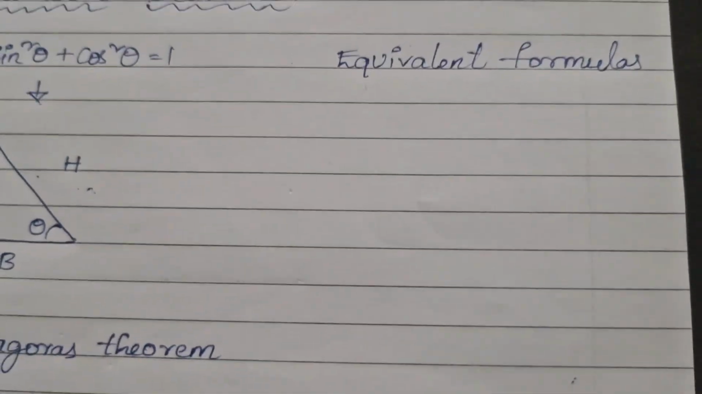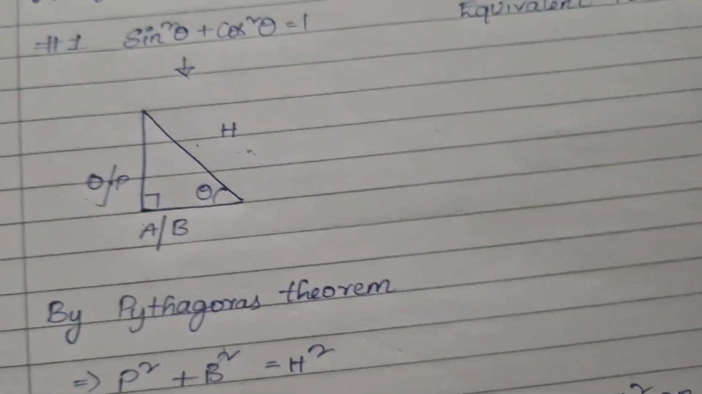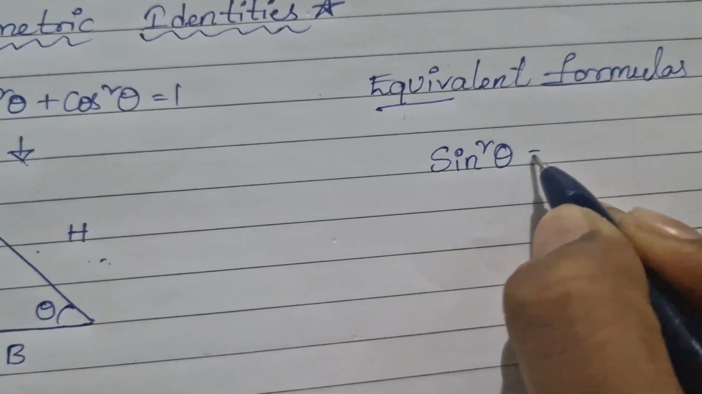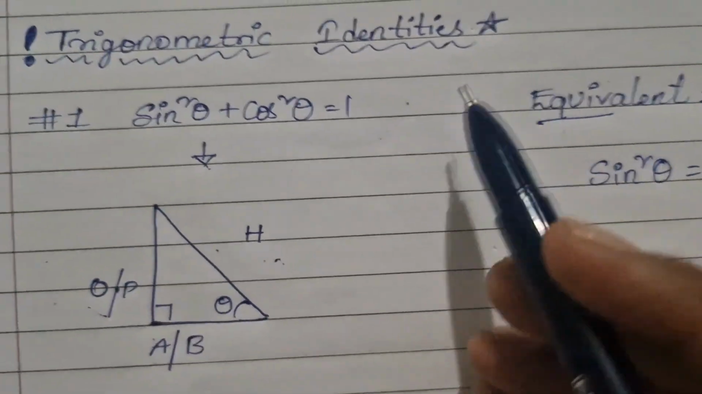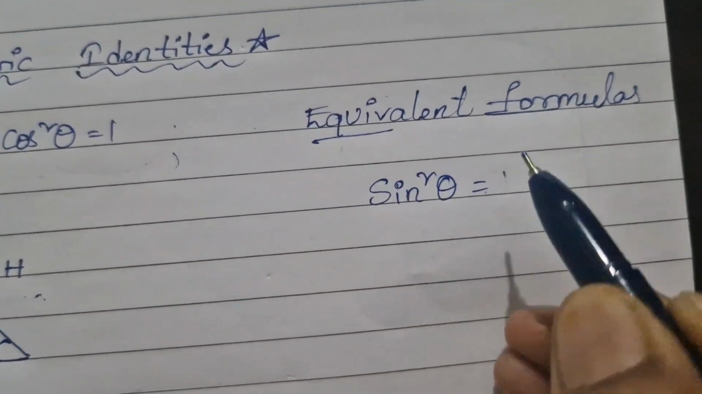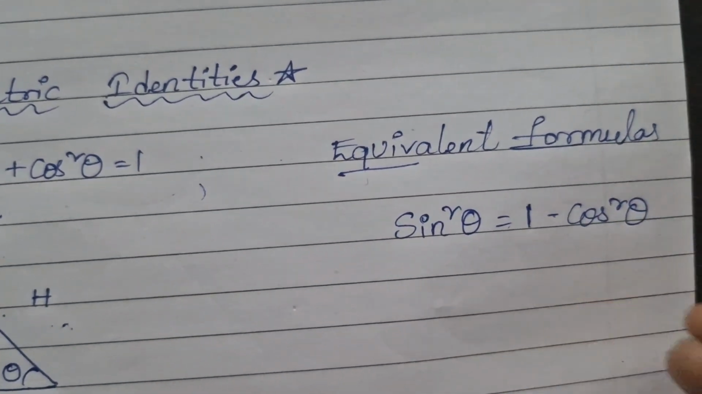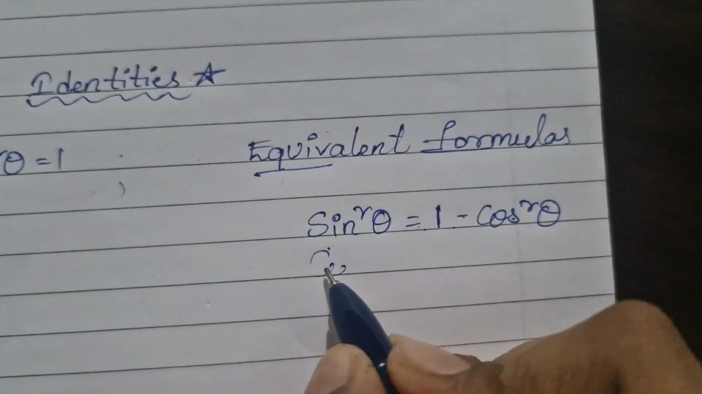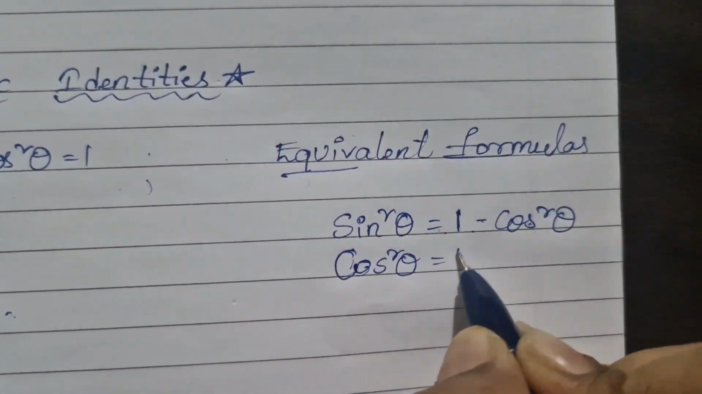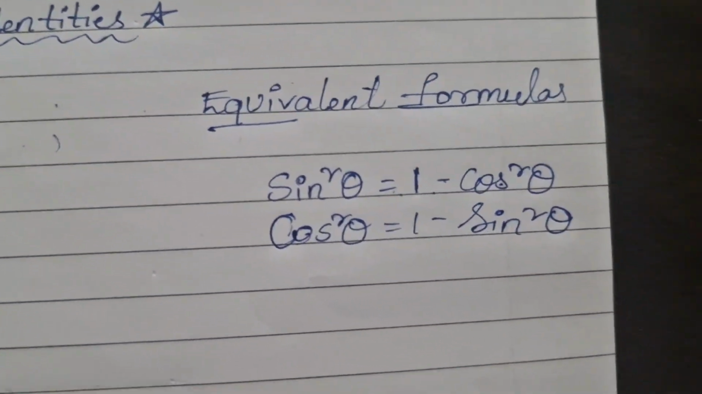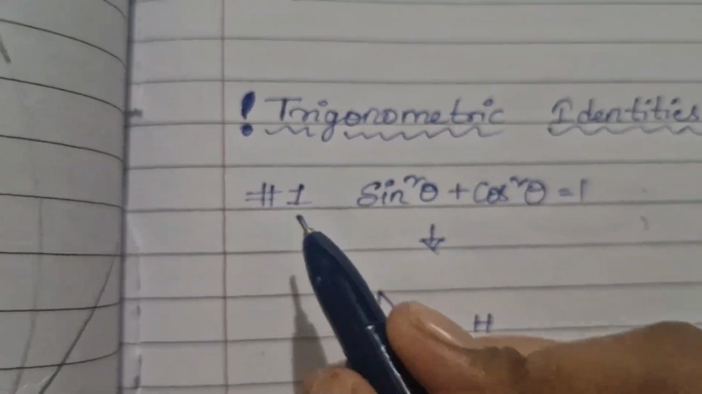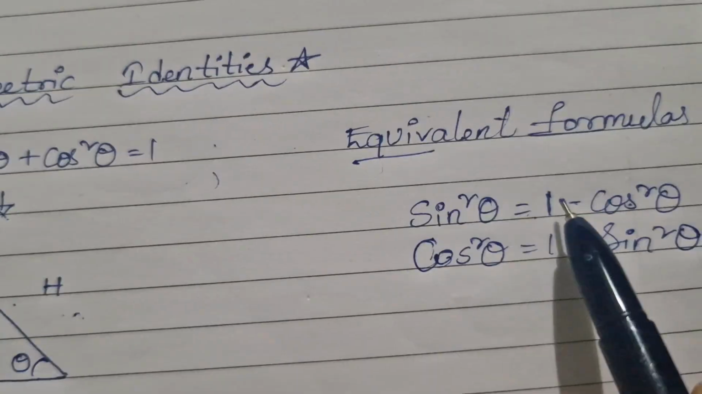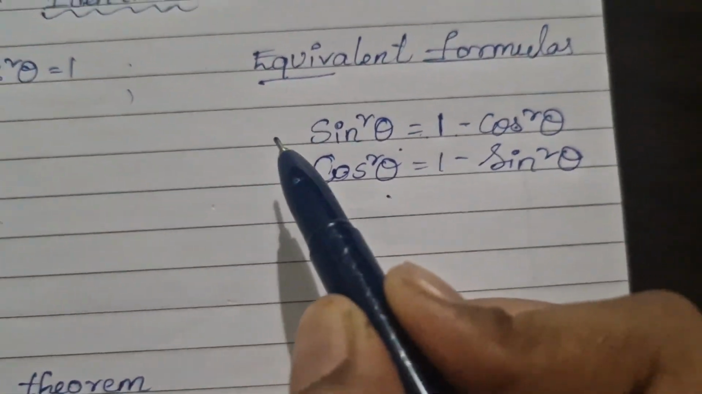This can also be written as, wait, let me show you guys. Let me write here. Okay, equivalent formulas. Here we can send this cos square theta to this side. Over here, sine square theta is equal to 1 minus cos square theta. Similarly, we can write like this also, because here there is a positive sign in front of sine square theta and also cos square theta. That's why we get minus over here for both, for sine square theta also, for cos square theta also. You have to remember this too.